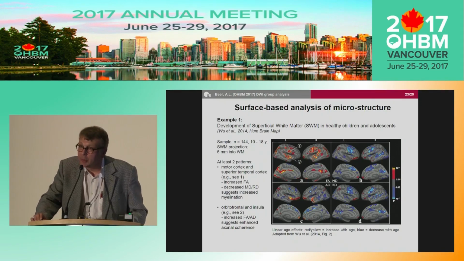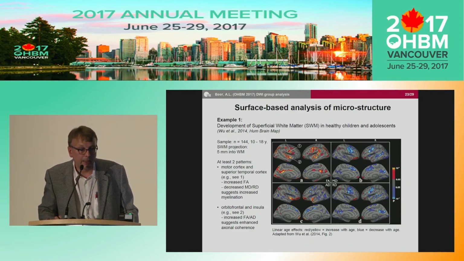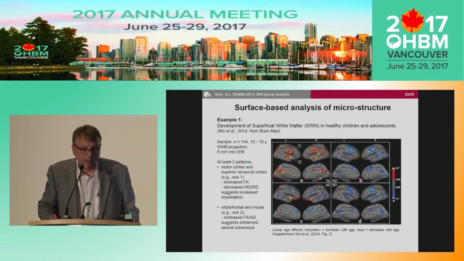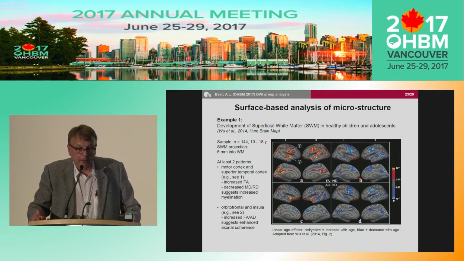Here is an example of how it was applied in order to look for developmental changes in young people aged 10 to 18, studied by Wu and colleagues. They did the surface-based analysis and then did a group analysis on the surfaces. And they found that there was a change in the fractional anisotropy and the mean diffusion along the surfaces.